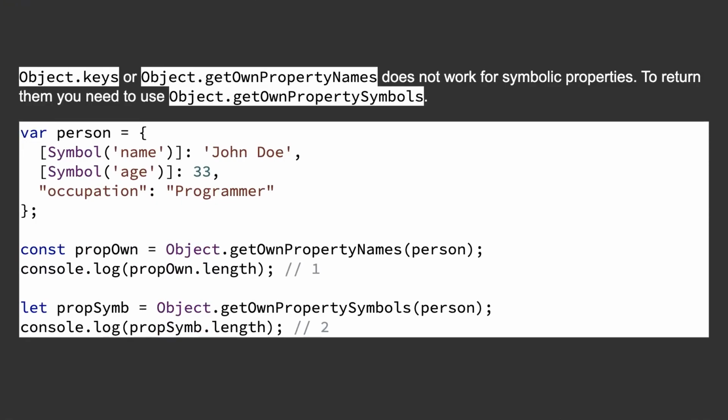Object.keys or Object.getOwnPropertyNames does not work for symbolic properties. To return them you need to use Object.getOwnPropertySymbols.